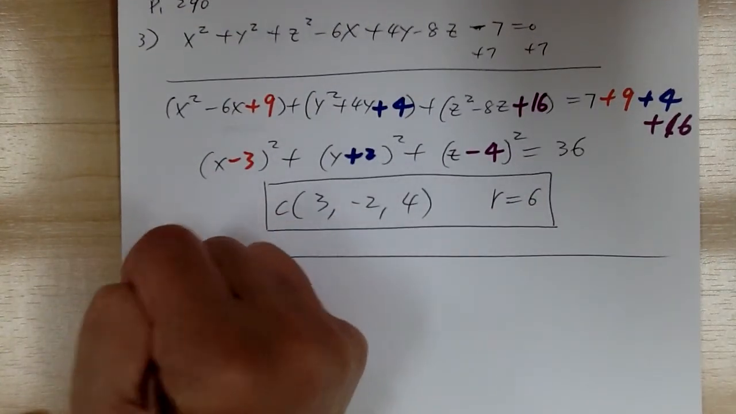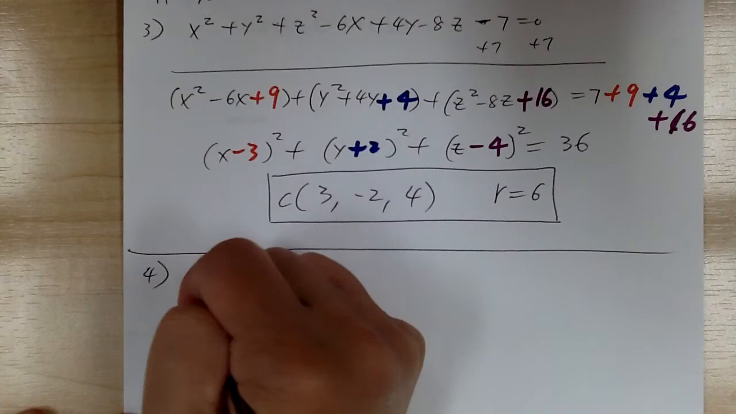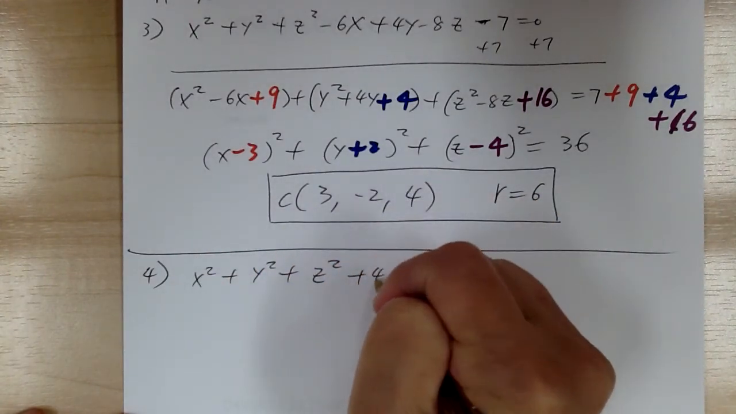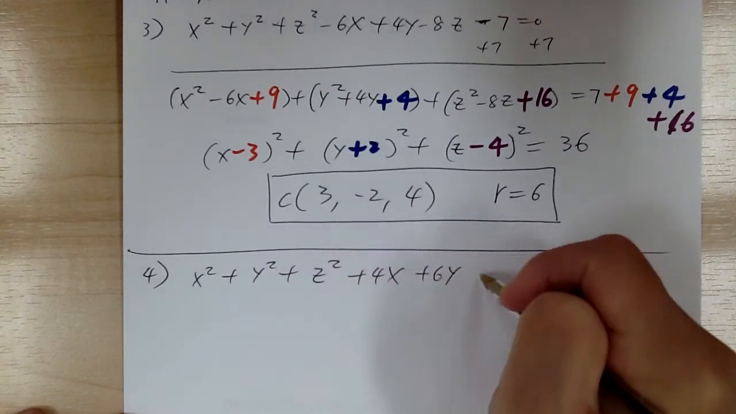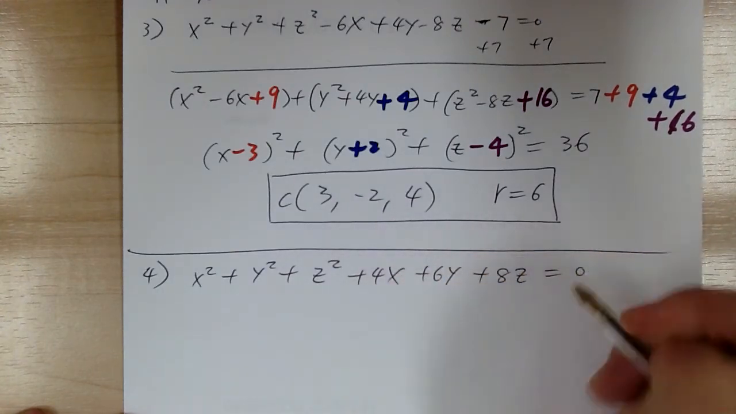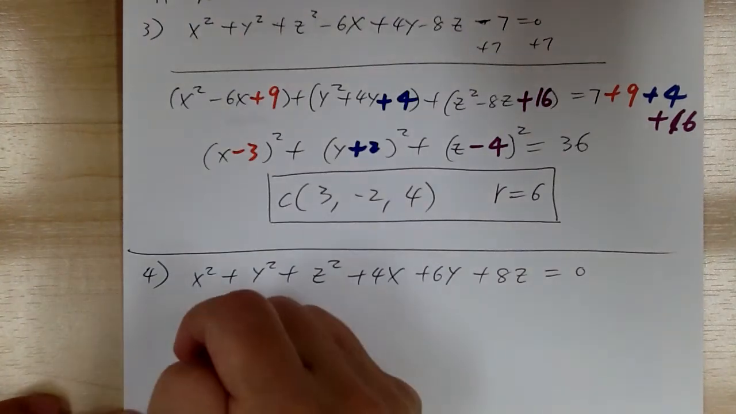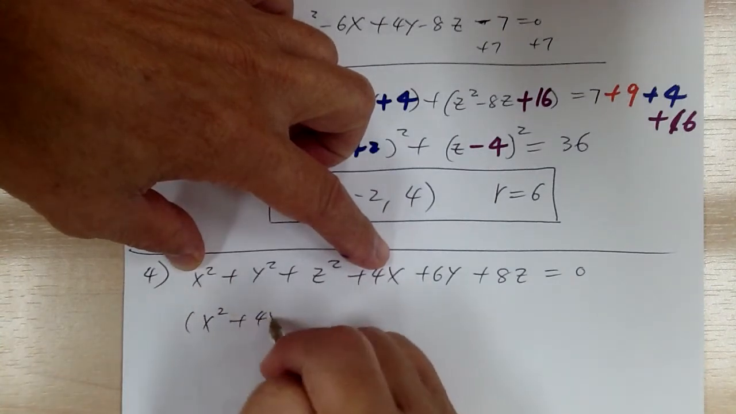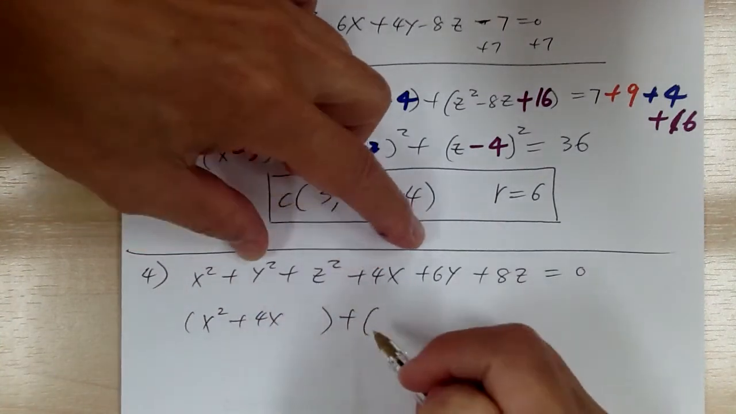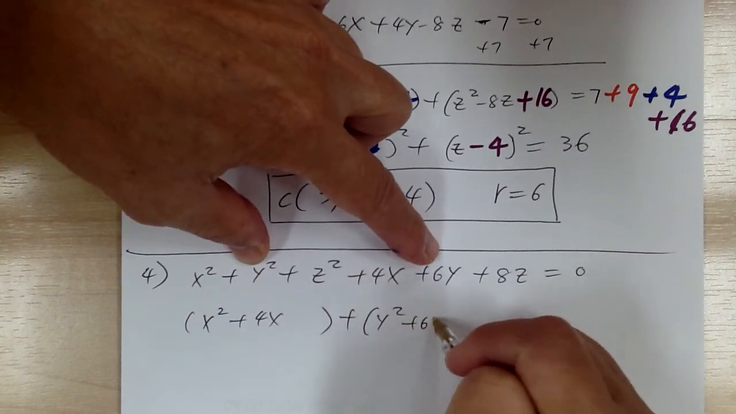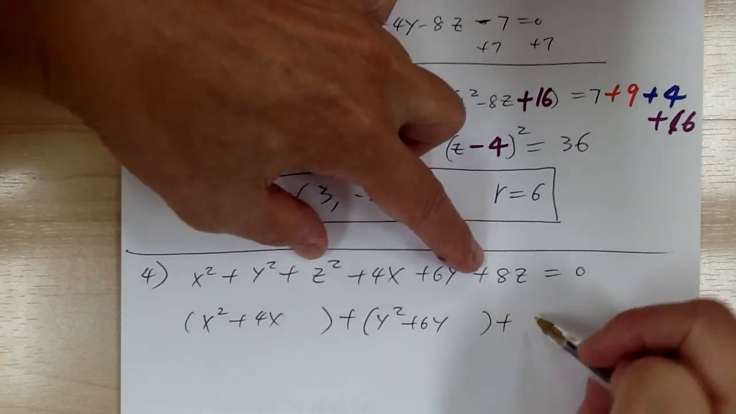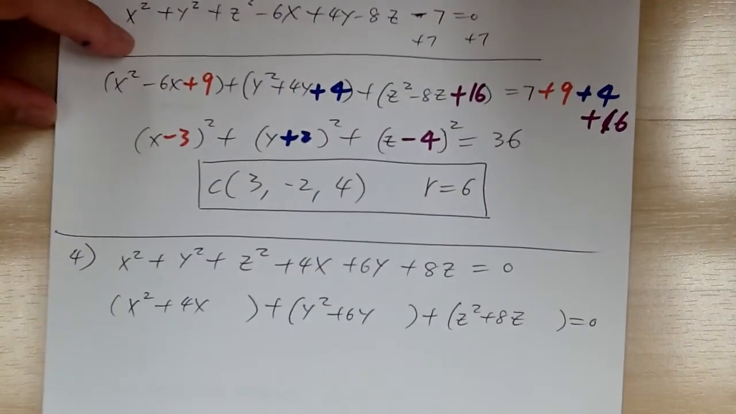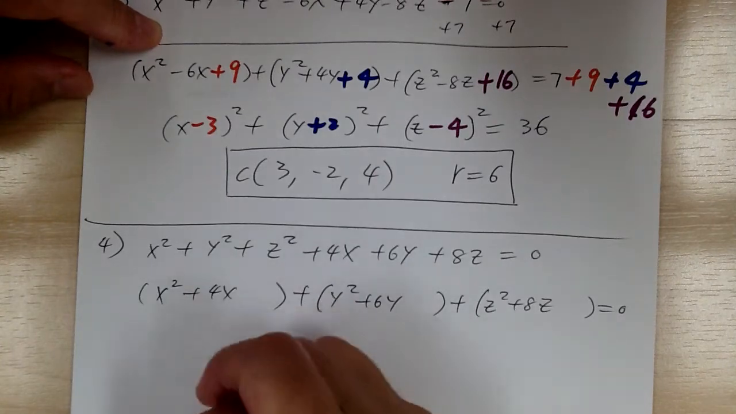Let's go to number 4. We have x squared plus y squared plus z squared plus 4x plus 6y plus 8z equal to 0. So you can group your variables. You have x squared plus 4x, leave a space. Then you do the y, leave a space, do the z. Then after that, go and complete the square.